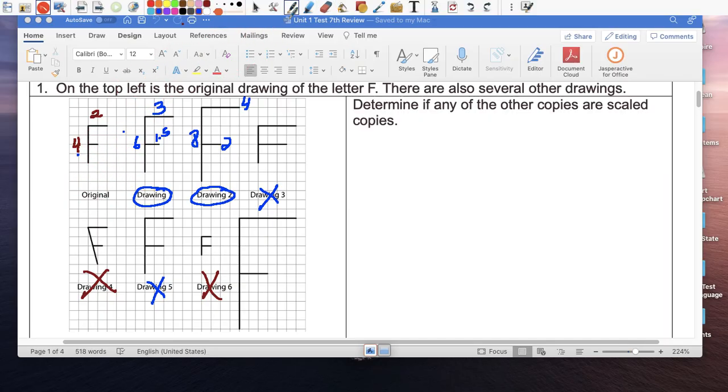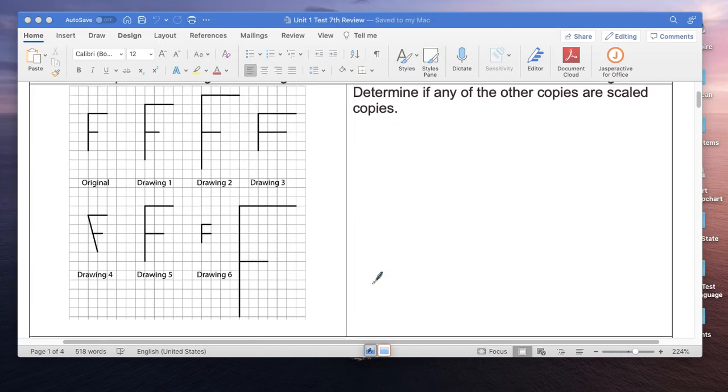Then we gotta look at the last one here. So we know that 1 and 2 are good, and I might need to erase this because we can't see the last one. No, we can.